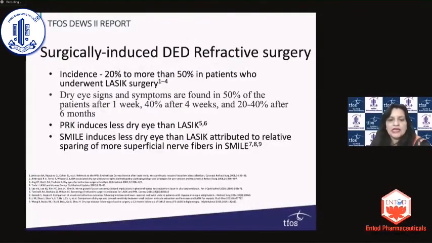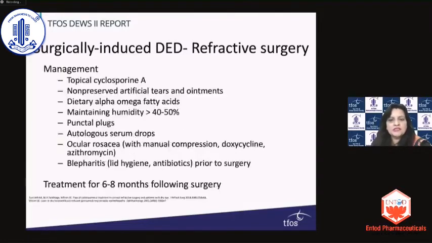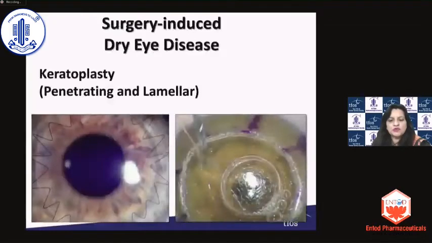Now, PRK would induce less dry eye as compared to LASIK, and SMILE would induce less dry eye as compared to LASIK, and this is attributed to sparing of the superficial nerve fibers. And there are certain risk factors. It occurs more when you've used mitomycin C, with greater ablation depth, and when retreatments have been done. The treatment again would remain nearly the same, except that you can add topical cyclosporin, punctal plugs, and autologous serum can be given, and treatment generally lasts for 6 to 8 months following surgery.